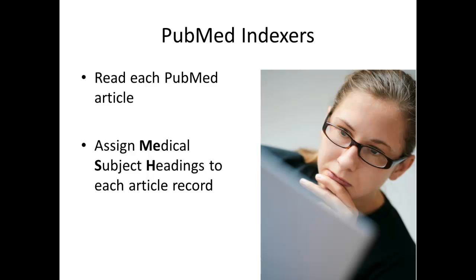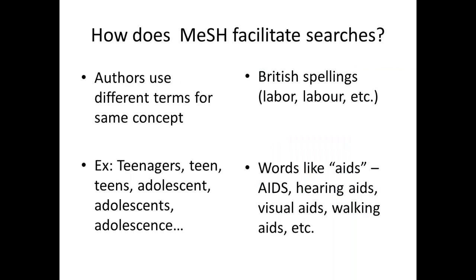Having these subject terms added to each article record greatly facilitates your ability as a searcher to find what you're looking for. For example, authors do not always use the same words to refer to the same thing, which can make it very difficult to do a comprehensive search on a topic. As a basic example, think of all the ways one could refer to teenagers. Teen, teens, adolescent, adolescents.